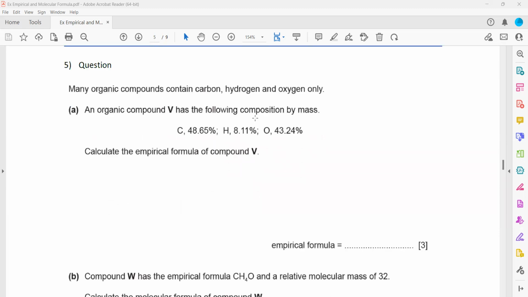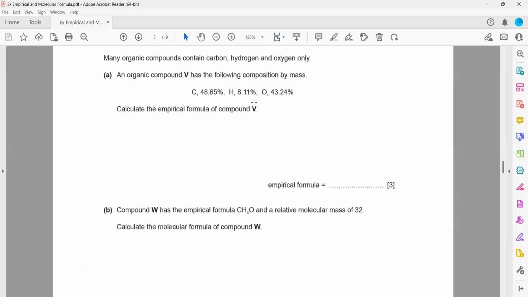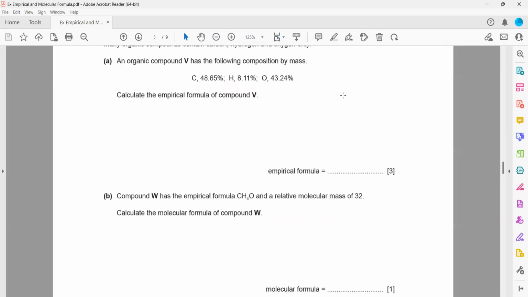The next is many organic compounds contain carbon, hydrogen, and oxygen. We have to work out the empirical formula. How to work out the empirical formula? We have carbon, hydrogen, and oxygen, and their percentages are there: 48.65, 8.11, and 43.24. The first step is divide by atomic mass. So this will be 12, this will be 1, and this will be 16.